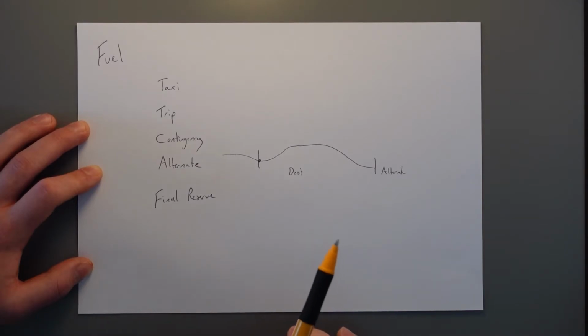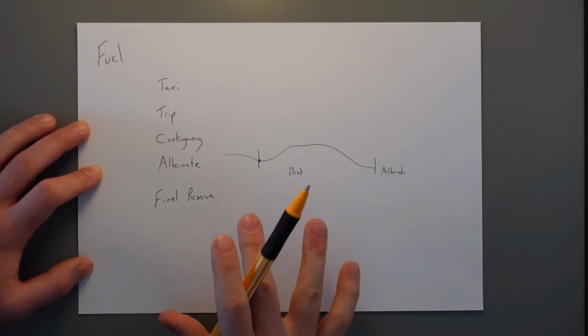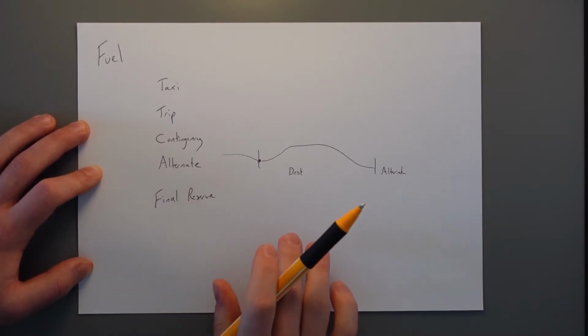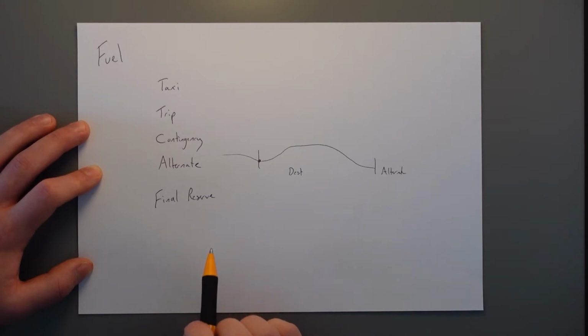Final reserve fuel. This is the absolute minimum fuel that must be on board for landing. If it's not on board at landing, then it is considered an emergency. It's a mayday call, and you should get priority landing, get on the ground straight away if you go into your final reserves.